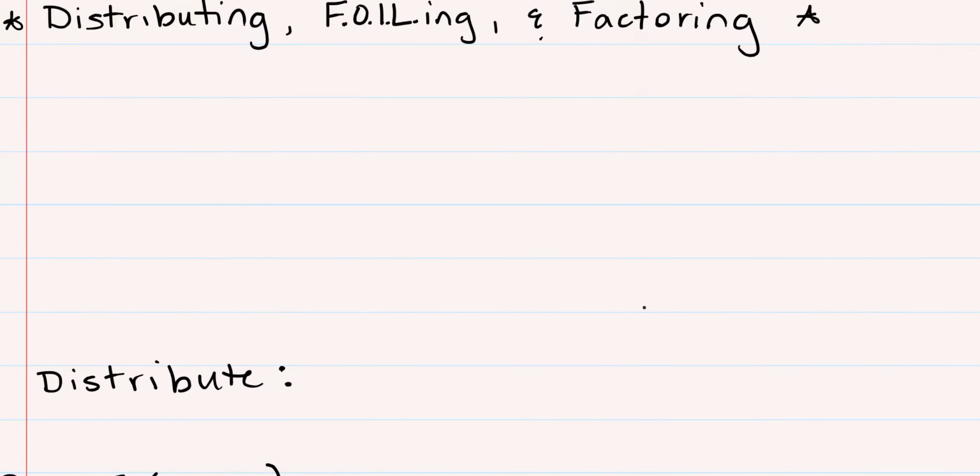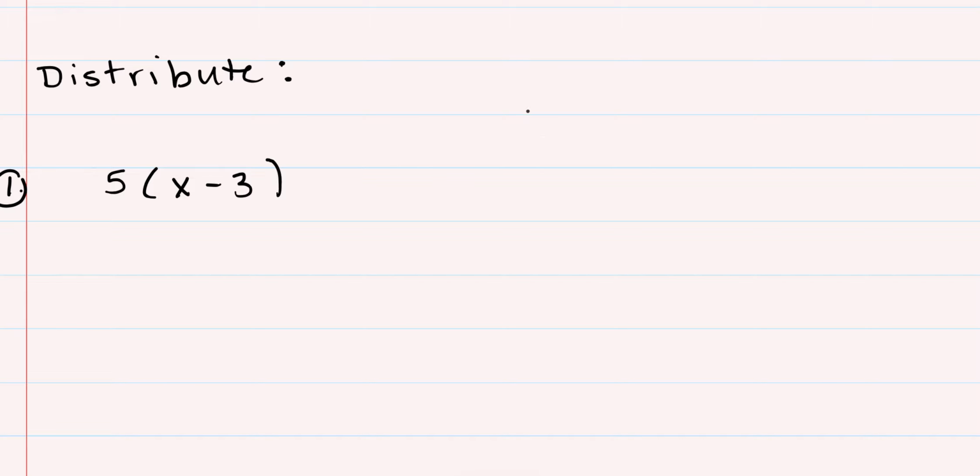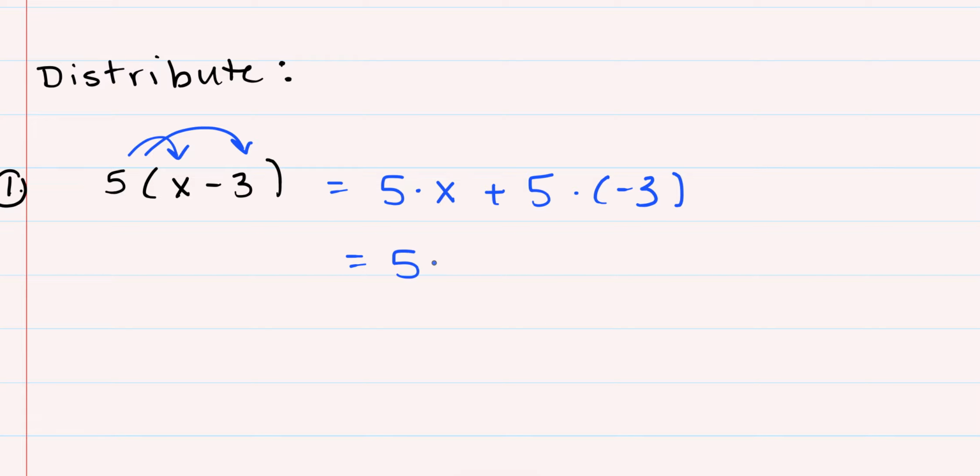Okay, now we're going to move on to distributing. Here I want to multiply 5 with x minus 3. What we do is we send this 5 into everything. So we get 5 times x plus 5 times a negative 3, which is 5x minus 15.